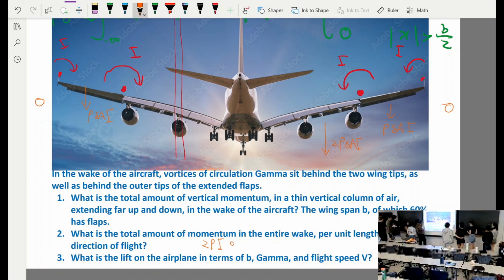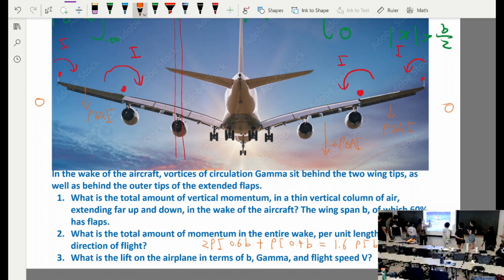So you're saying it's minus 2 gamma. Yes. It's saying per unit length. Like this is mass times velocity. I thought gamma is like your vortex, downward momentum, the same as the velocity.